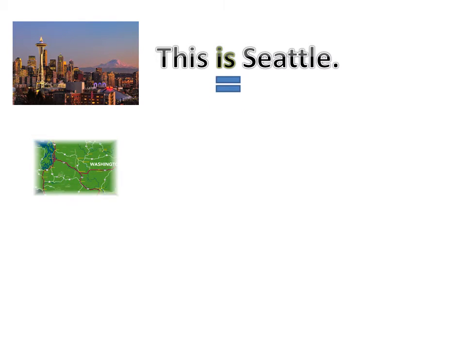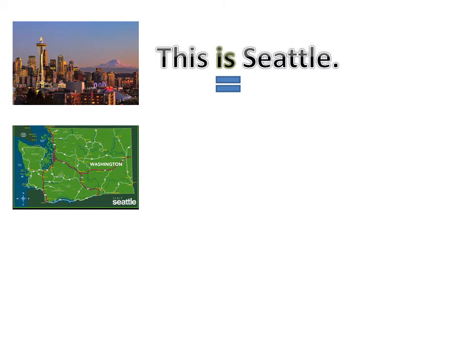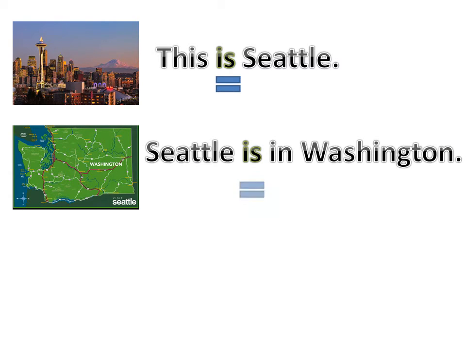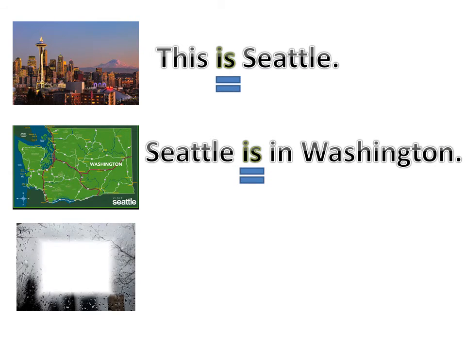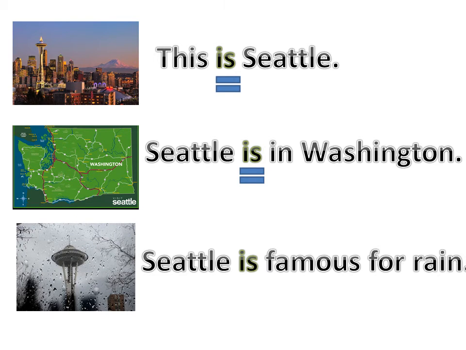Here are a few more examples. This is Seattle. Seattle is in Washington State. And Seattle is famous for rain. Again, in all three of these situations, the be verb acts as an equal sign.